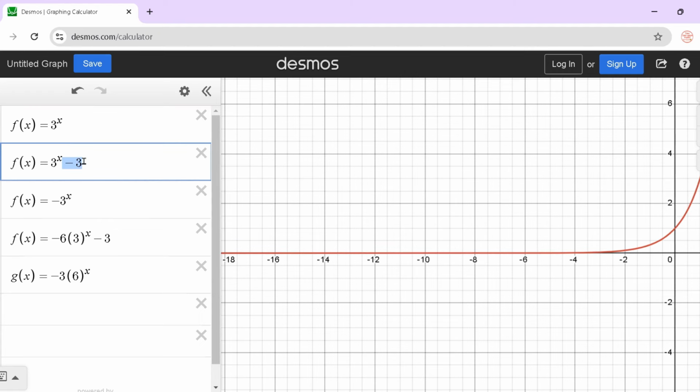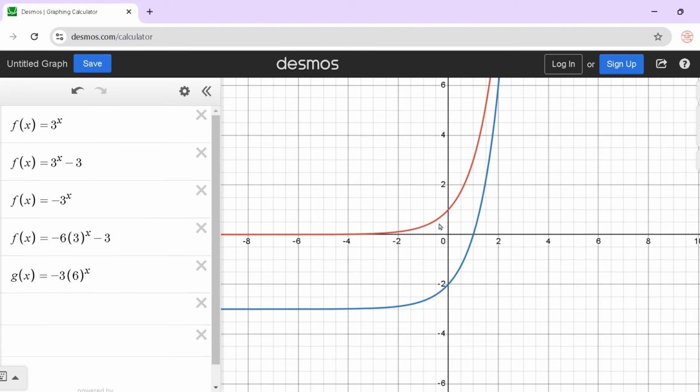This is when we add an addition or subtraction to the outside of that core, like 3 to the power of x, that core exponential. This is going to translate it down 3. That's what happens like when we had y equals x squared, and then it was y equals x squared minus 3. It takes that x squared and moves it down 3. So let's turn that on, and sure enough, there we go. We can see it's just moved that same function down 3.